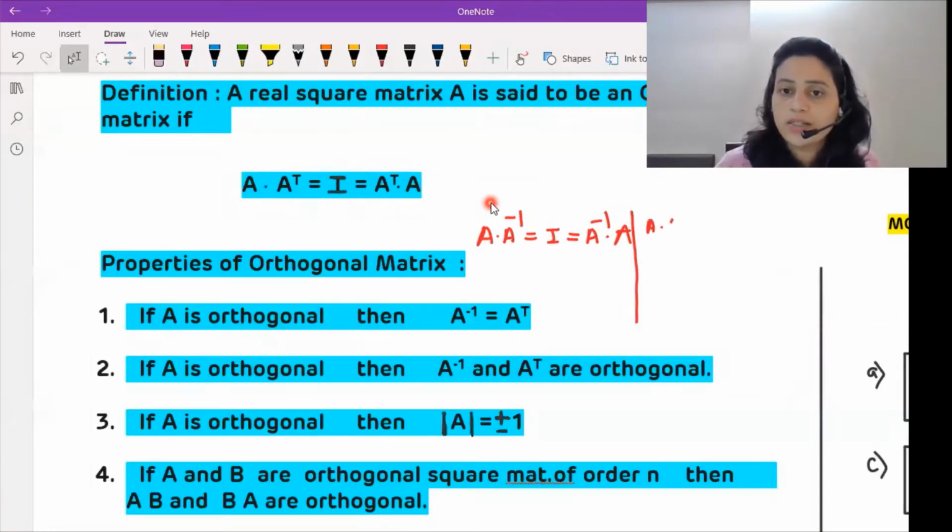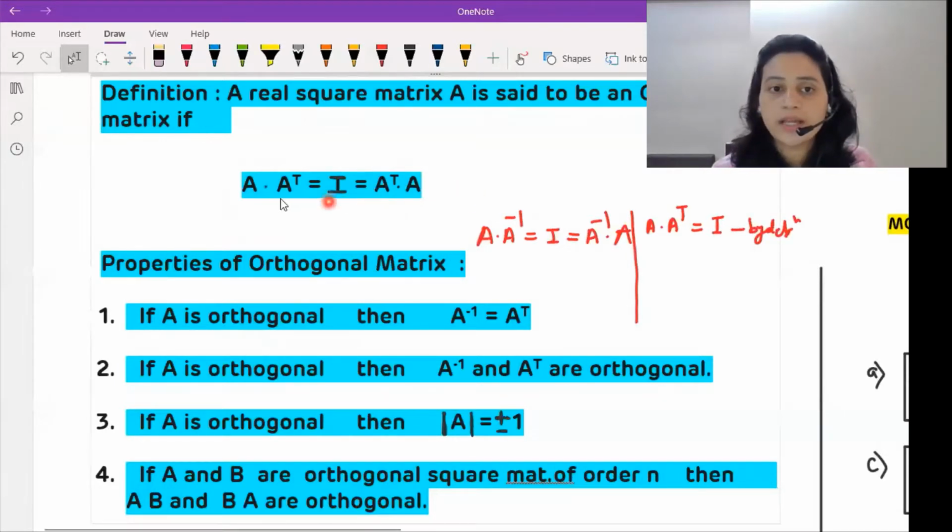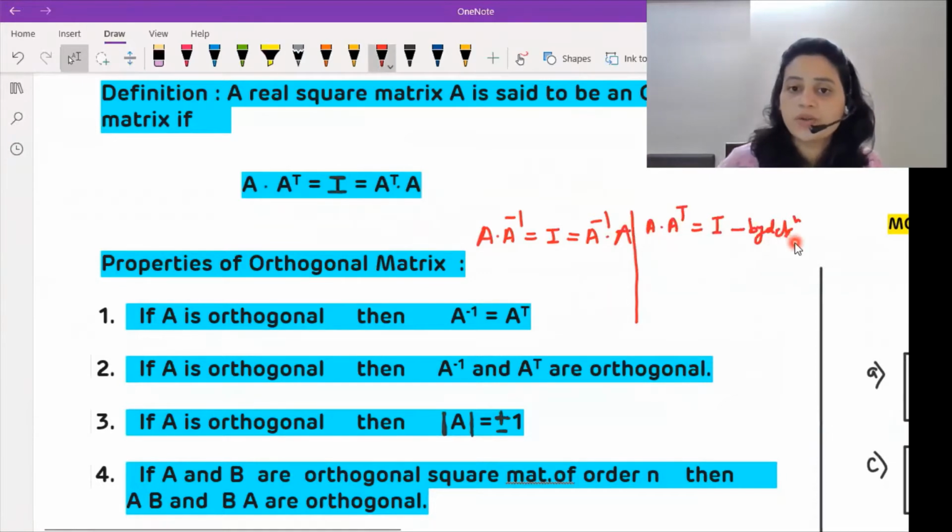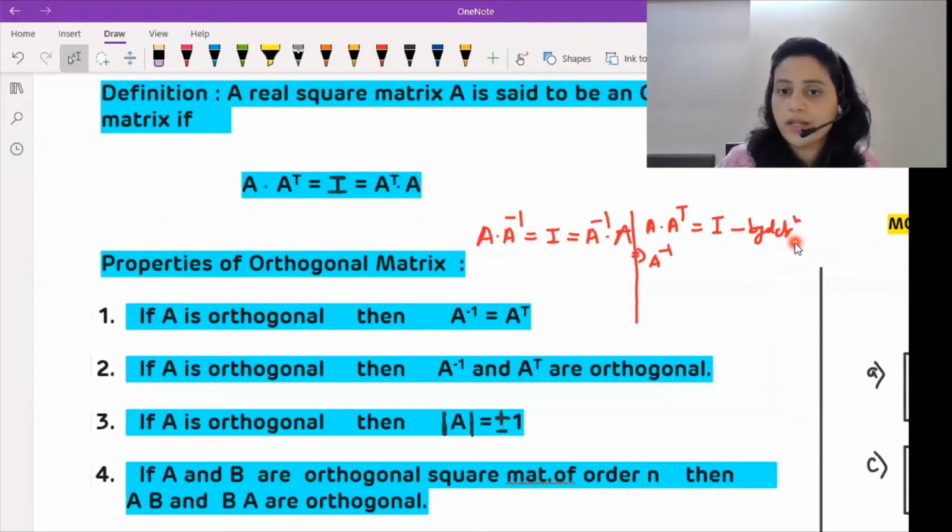So for that, consider A into A T is equal to I. This is by definition, right? What is our definition of the orthogonal matrix? The product of the given matrix A and its transpose is always equal to the identity matrix. That definition I have written here. Next, multiplying both sides by A inverse. So what will we get? We get A inverse into A into A transpose is equal to A inverse into I.